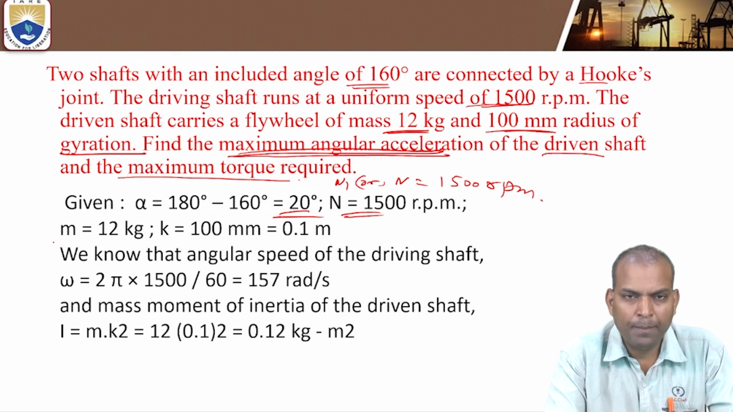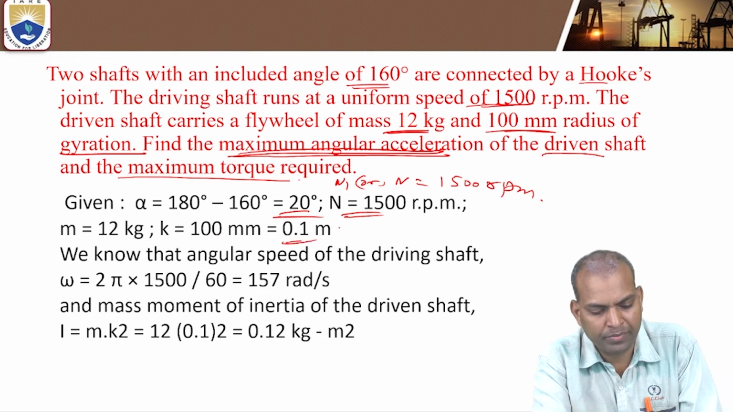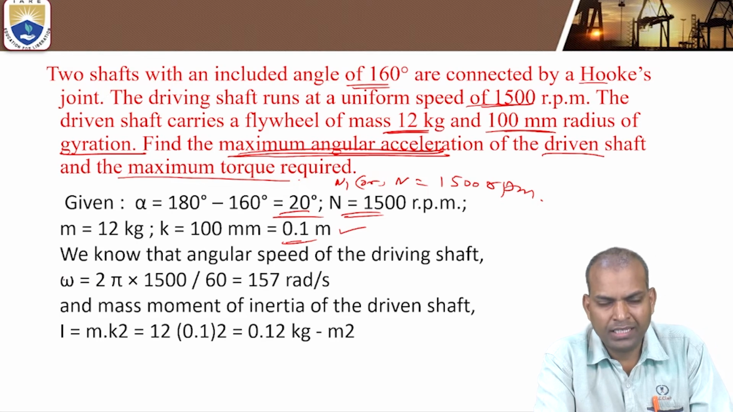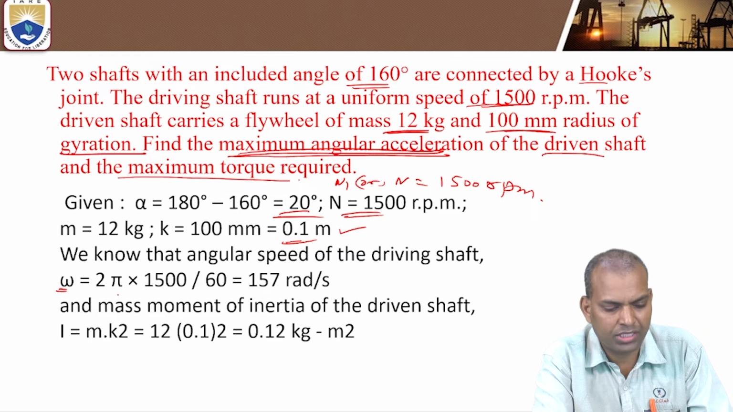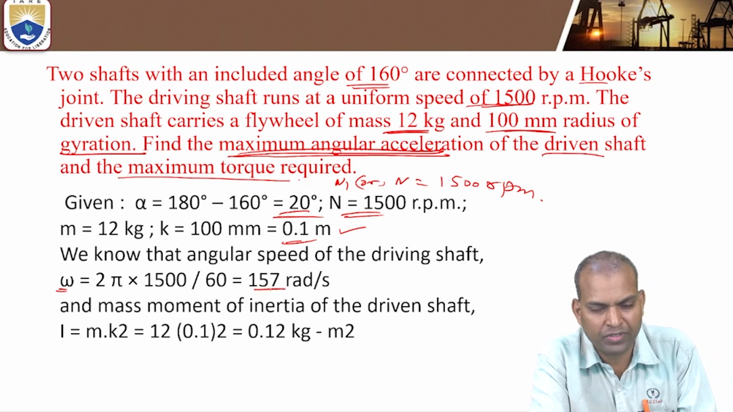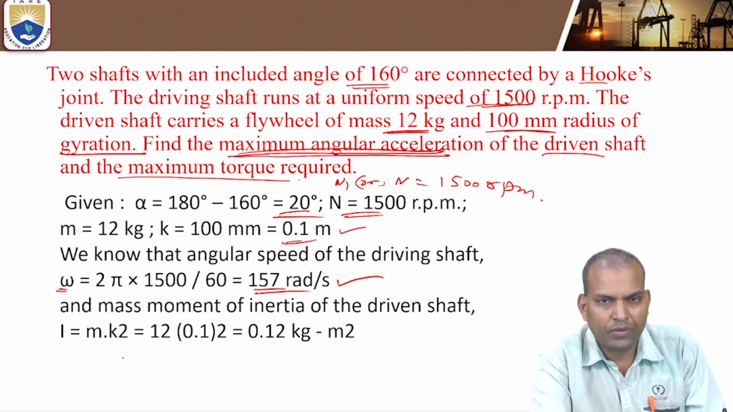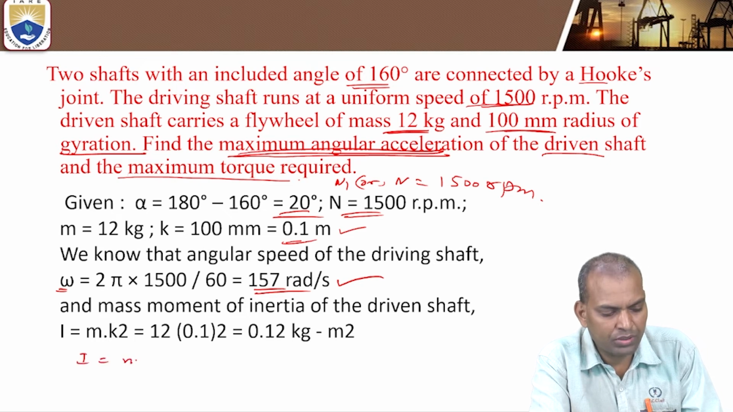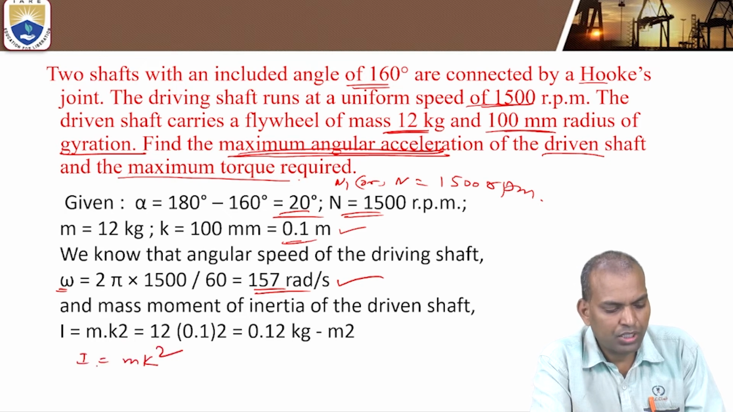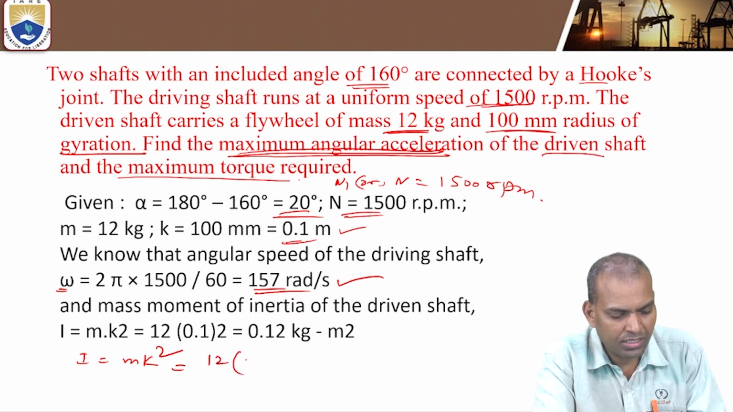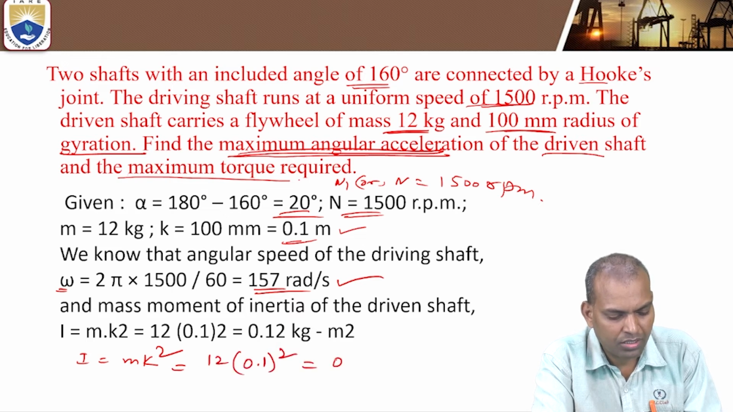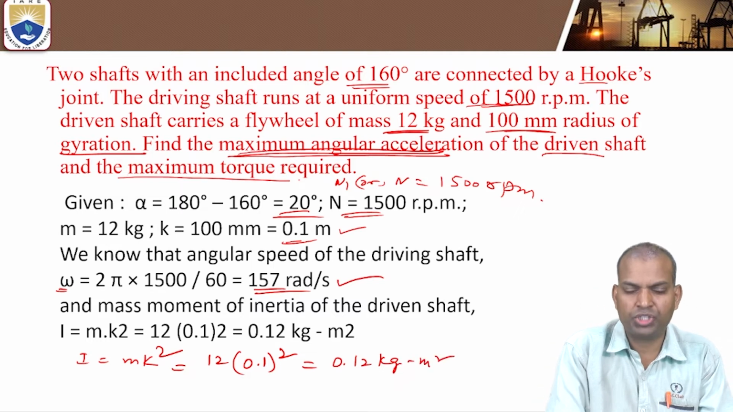Now, mass m equals 12 kilograms, that is the flywheel, and radius of gyration k equals 100 millimeter, that is 0.1 meter. We know that from N we can get omega: ω equals 2πN by 60, that is 2π times 1500 by 60, that is 157 radians per second. So what is the mass moment of inertia? That is I equals mk². Substituting m equals 12 kg and k equals 0.1, mk² gives 0.12 kg m². This is the mass moment of inertia.